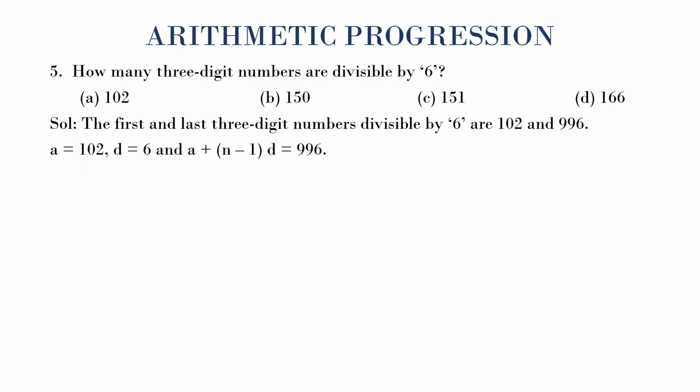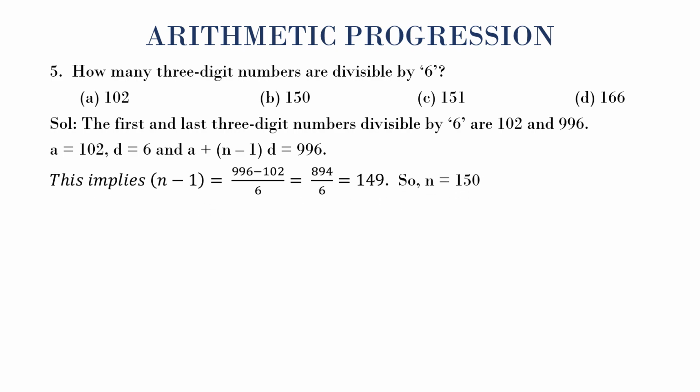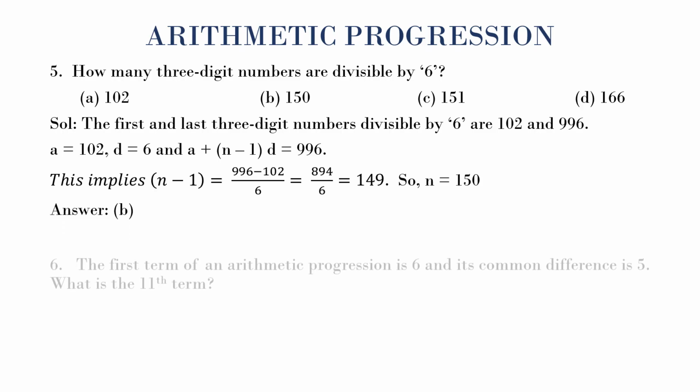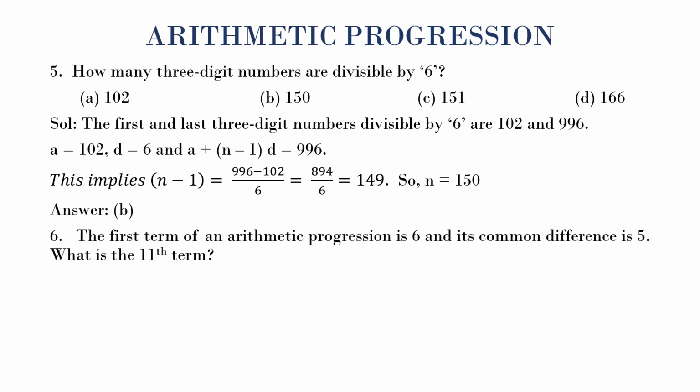First term is a equal to 102 and common difference d is 6, and the last term, that is nth term, is 996. So we have to find out n. Now a plus n minus 1 into d is 996. So substituting for a and d, we get n equal to 150. So there will be 150 such terms which are divisible by 6. Answer is B.